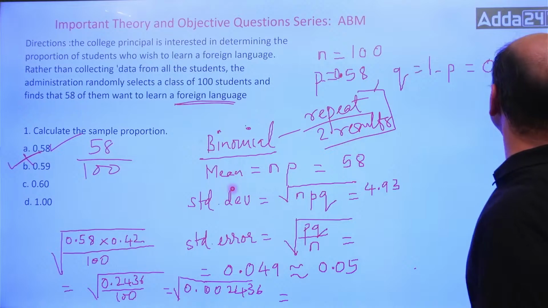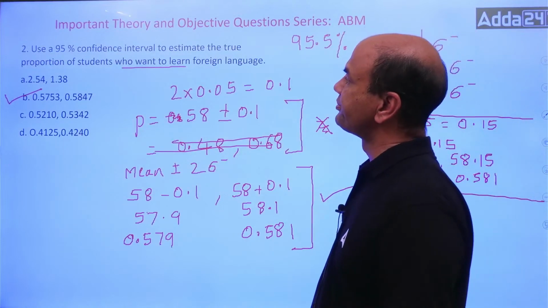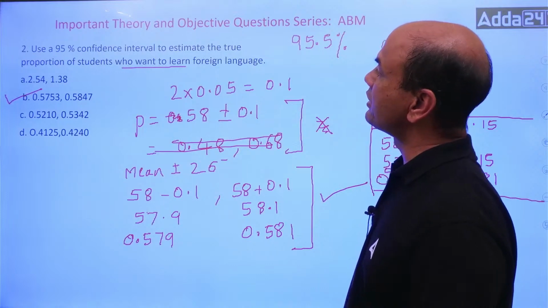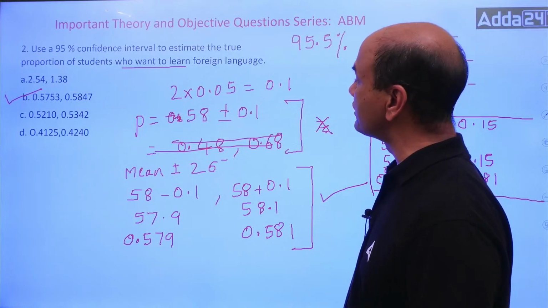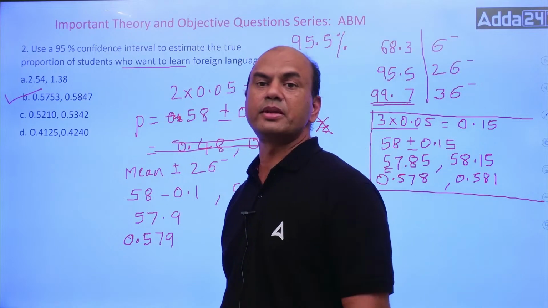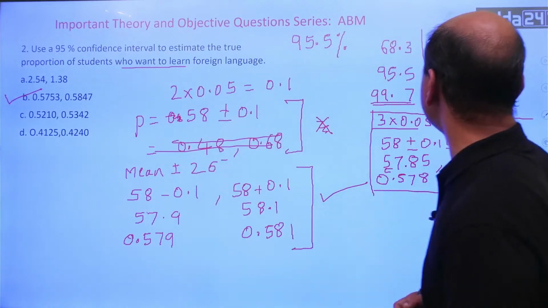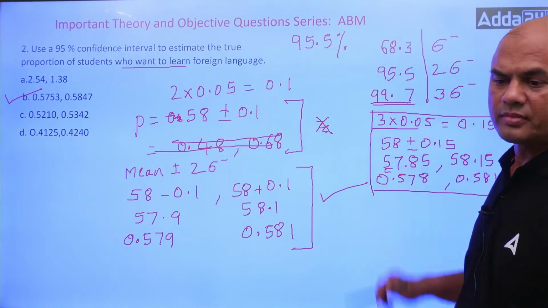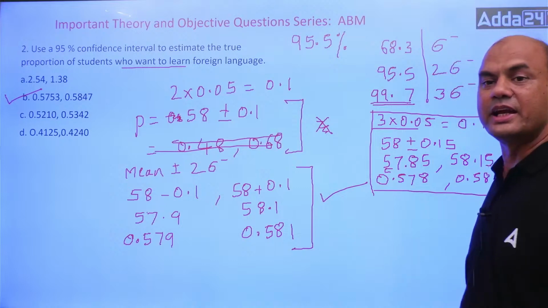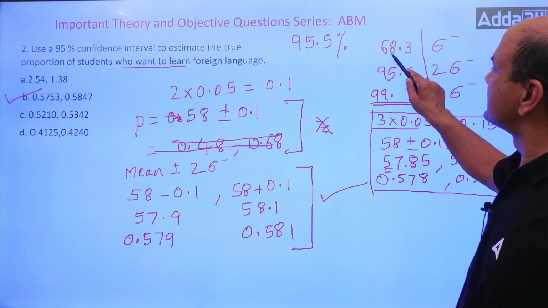Now the second question. What was it? Use 95% confidence interval to estimate the true proportion of students who want to learn a foreign language. So 95% confidence. What do you mean by 95? See, there are 3 levels of confidence. Actually, it's not 95, it's 95.5. The confidence levels are like this.